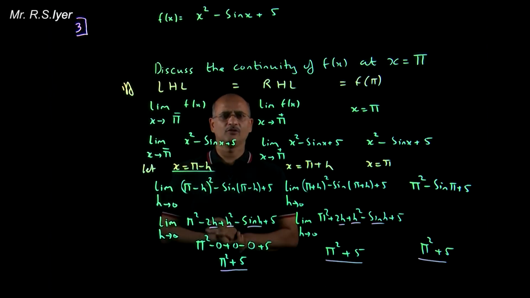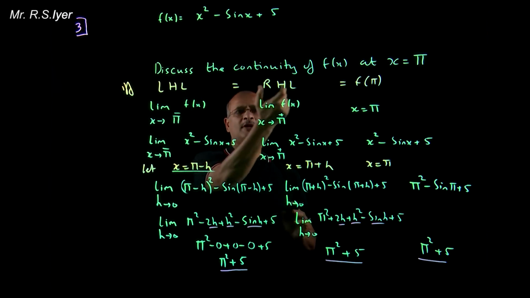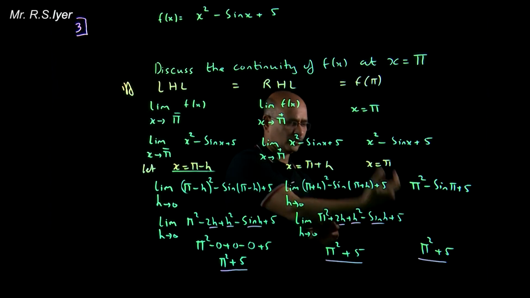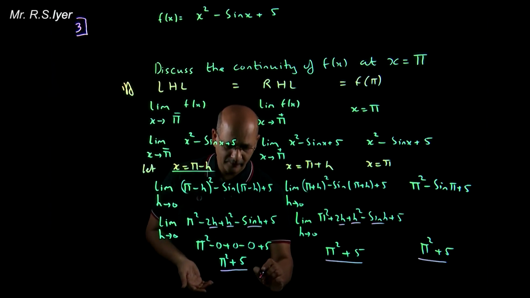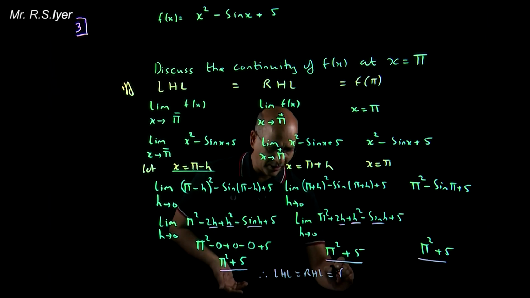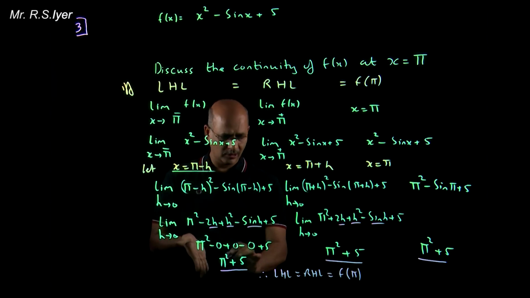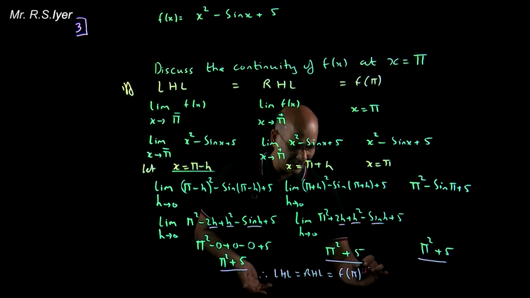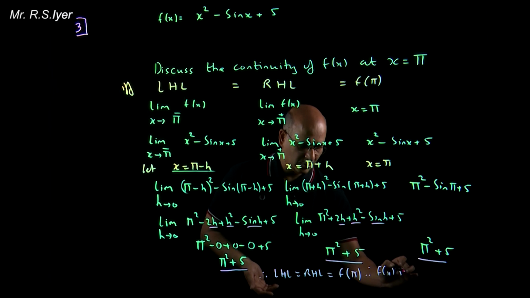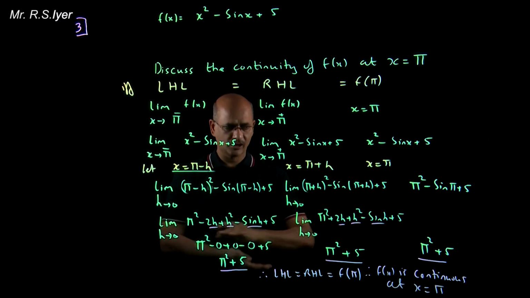This is what exactly I want you to work. If you see, the left hand limit is pi square plus 5, the right hand limit is pi square plus 5, and f of pi is also pi square plus 5. Therefore, as LHL is equal to RHL is equal to f of pi, all three values are same. Therefore I can say that the function is continuous at x equals to pi.